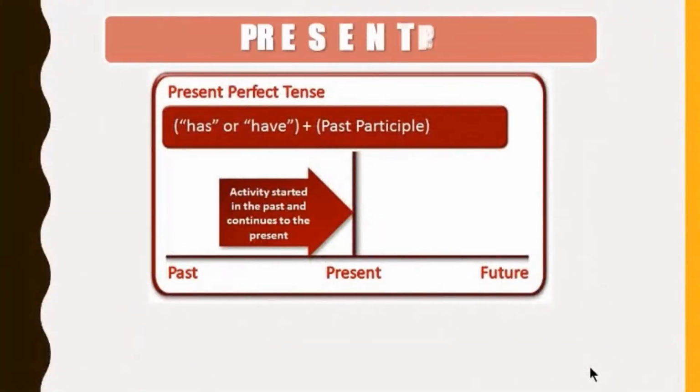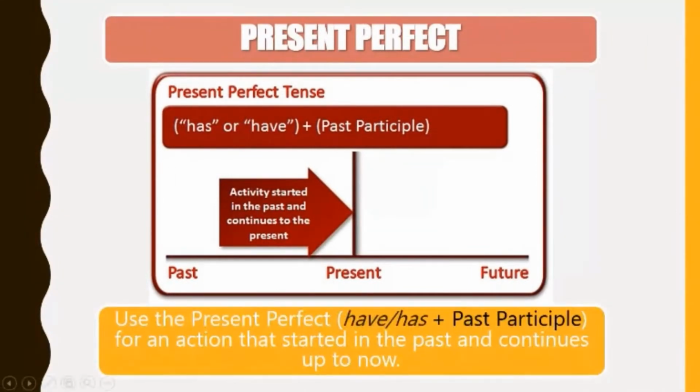We use the present perfect. The present perfect is always with the auxiliary have or has and the verb in the past participle. Yeah? For an action that started in the past and continues up to now. For example, an action that started in the past but continuing up to now. For example, when you have I have studied English, you started in the past, but you are studying now.